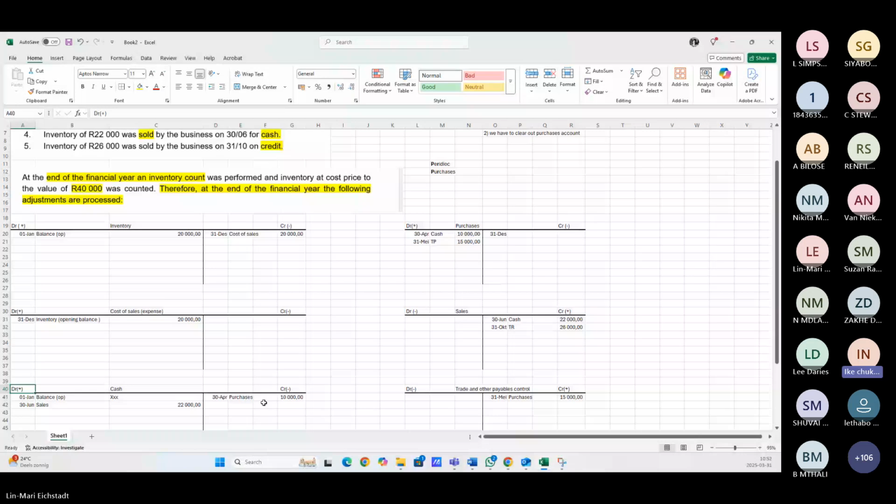So we are saying that when they say we sold for cash, we're going to put it in the T account for sales and the T account for cash. Correct.